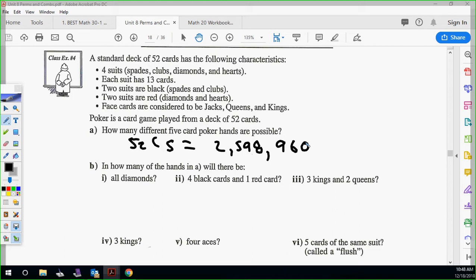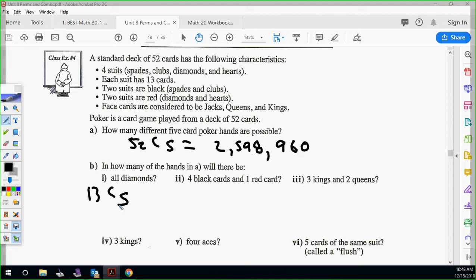Okay, and how many of the hands will there be all diamonds? So how do we figure this out? How many hands will there be all diamonds? So just a flush. So you're doing 13C5 because there's 13 diamonds to choose 5 from.